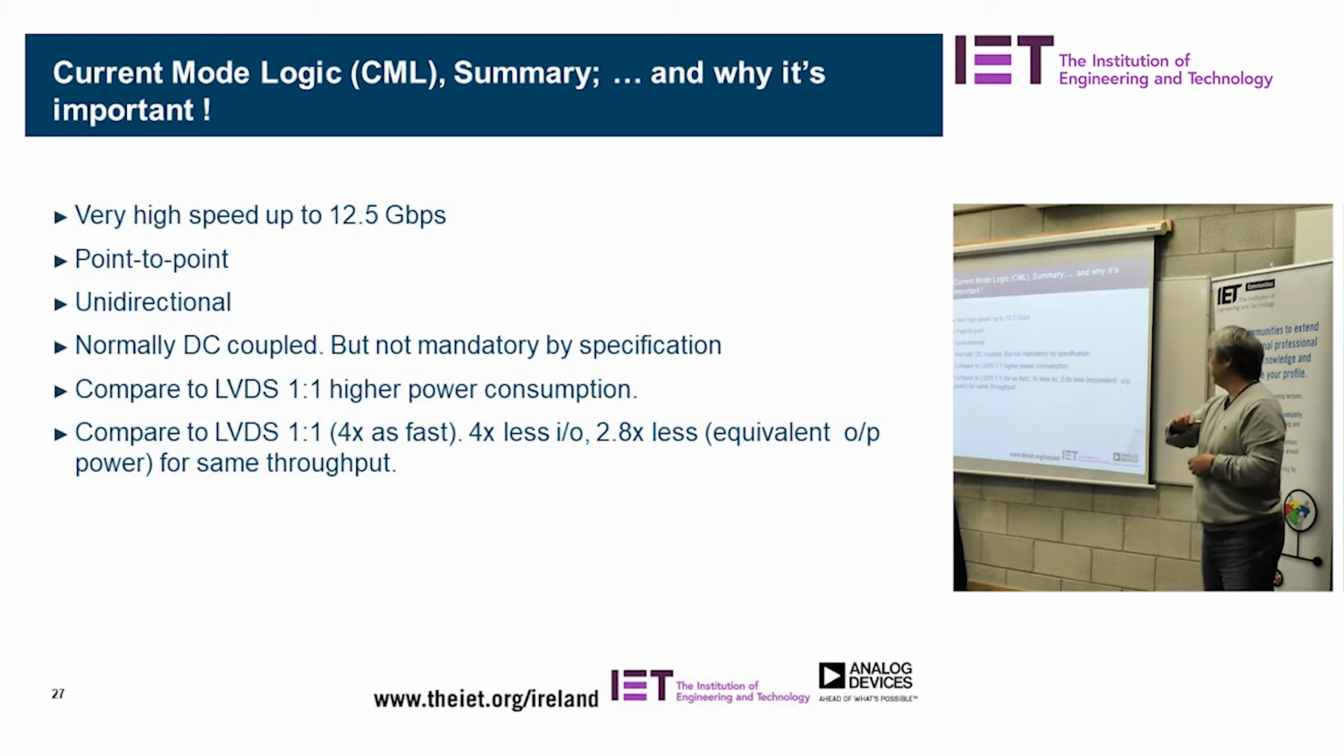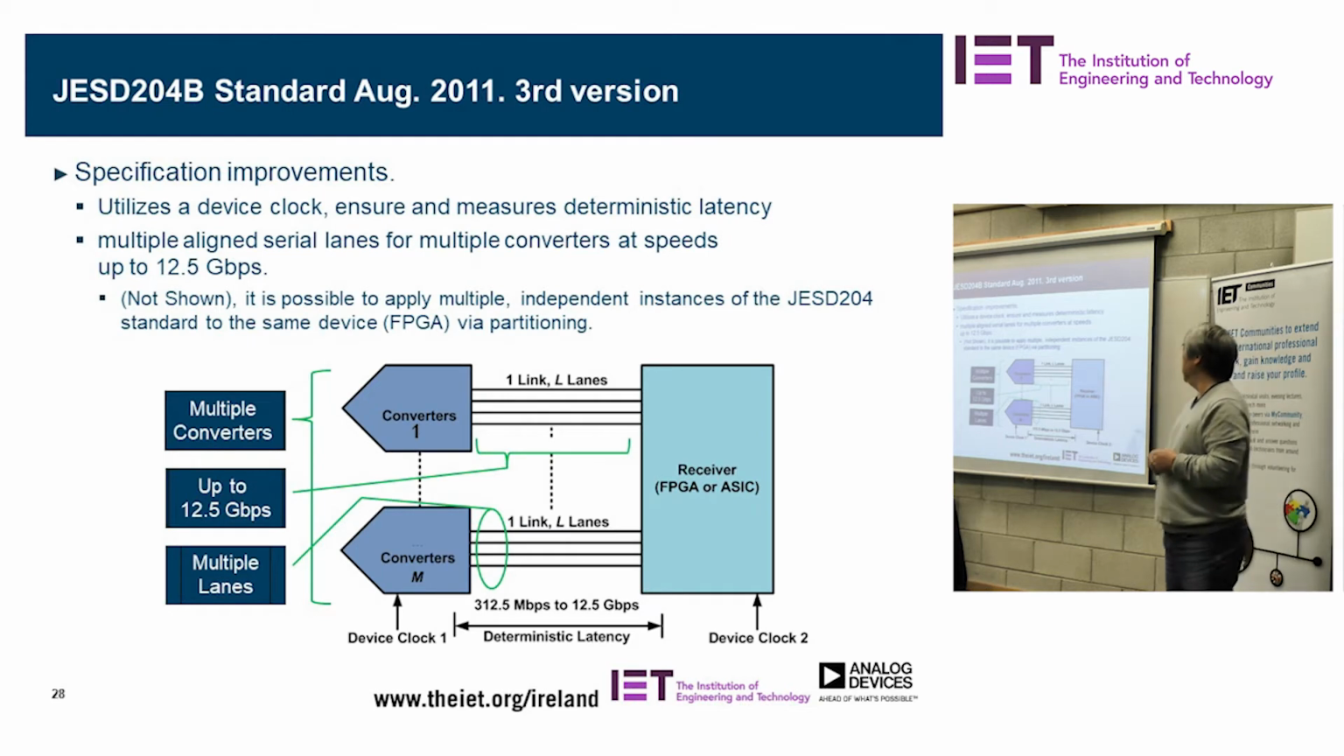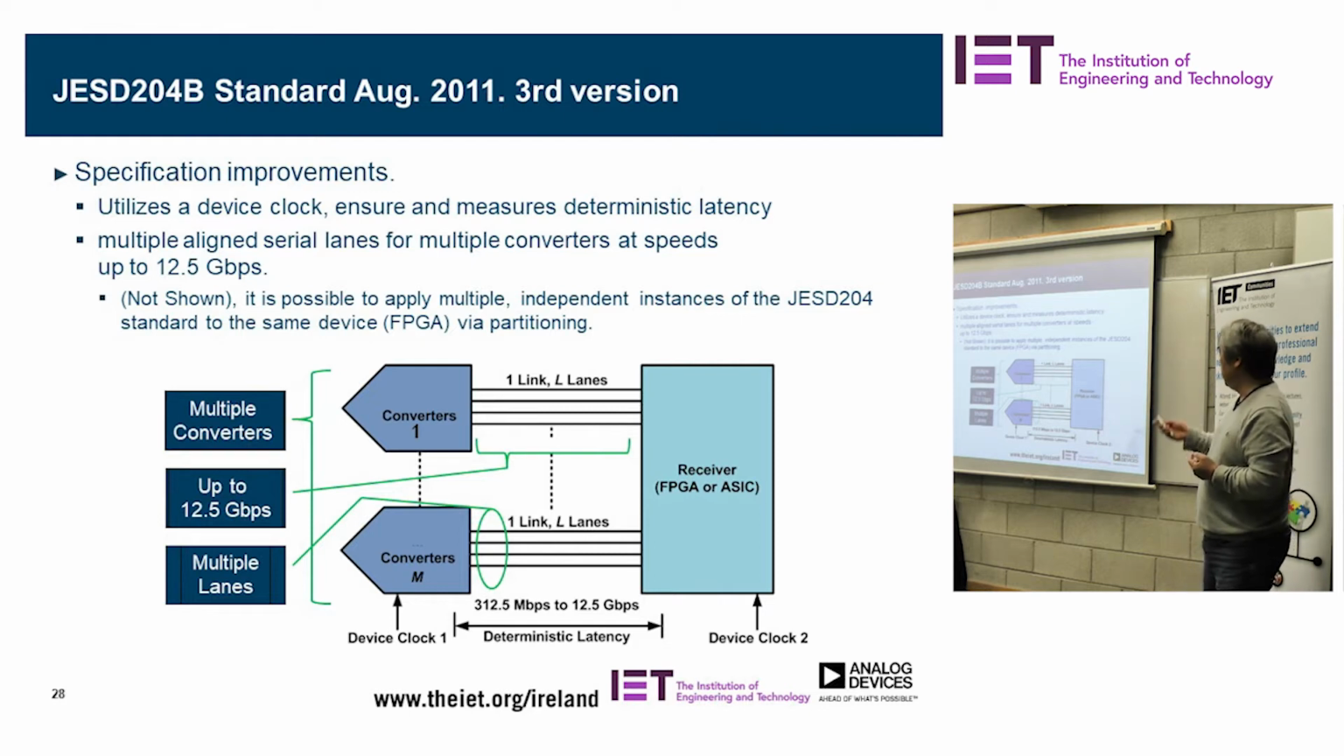Okay, so here's a quick crash course. You have the FPGA or ASIC talk to the converter. One link is 1 lane, and you have multiple lanes. So 1 link is actually a differential pair, and they go unidirectional, one way from the FPGA to the converter, or the other way around. The speed can go from 300 megabit up to 12 gigs, and you have deterministic latency.